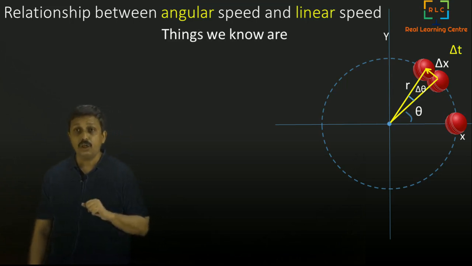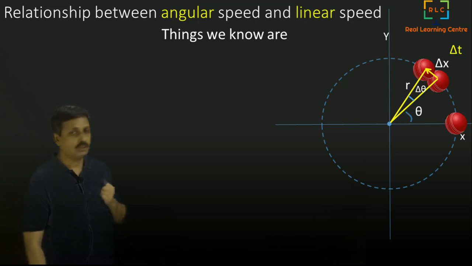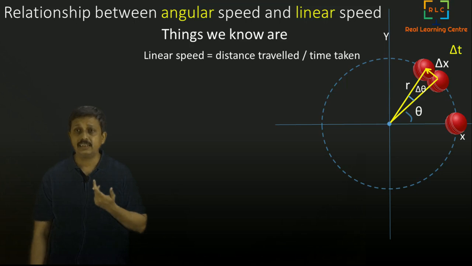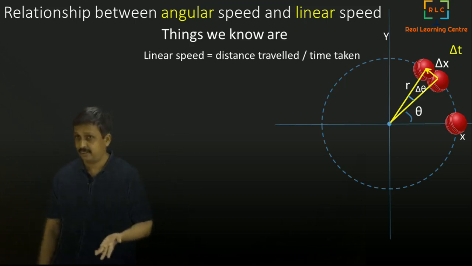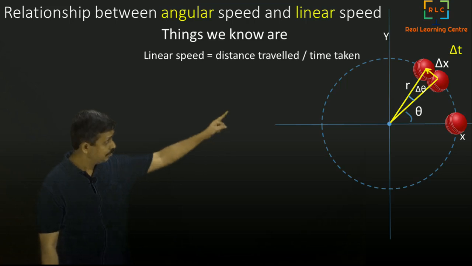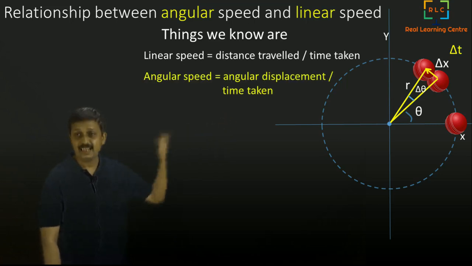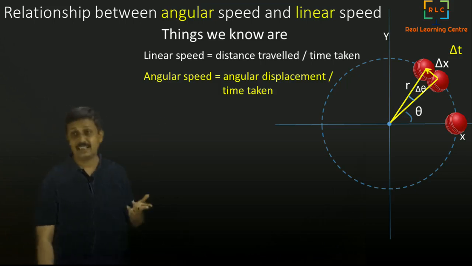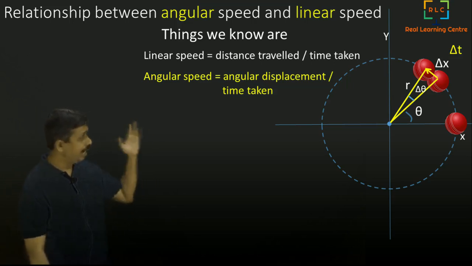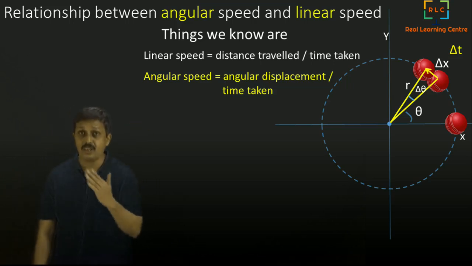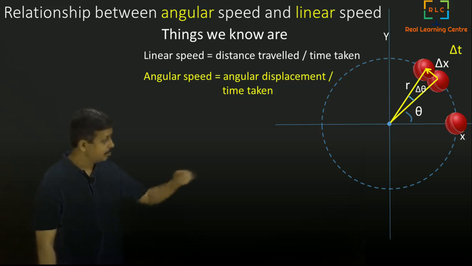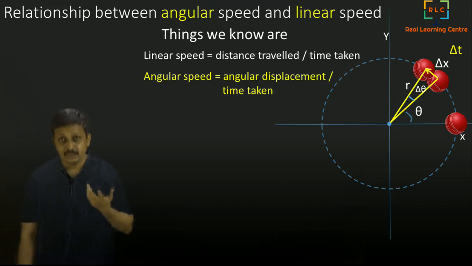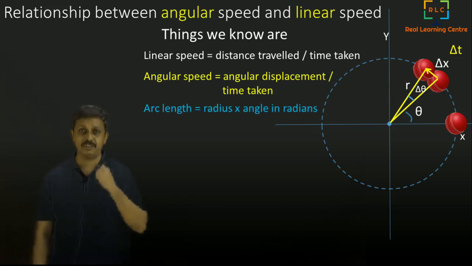Now, what are the things that we know? We already know linear speed. So what is linear speed? For us, linear speed is simply distance travelled divided by time. The distance travelled here is delta x. Time taken is delta t. So the linear speed is delta x by delta t. We know that. Similarly, angular speed, which we just now learned, is angular displacement divided by time. These two things we know. One more thing we know from the geometry.